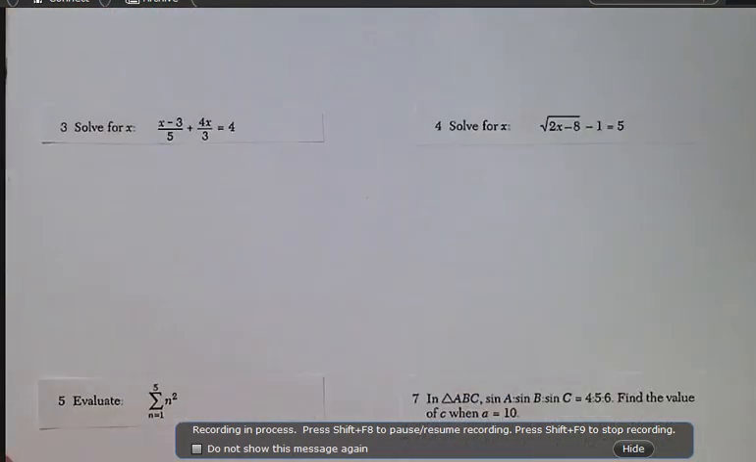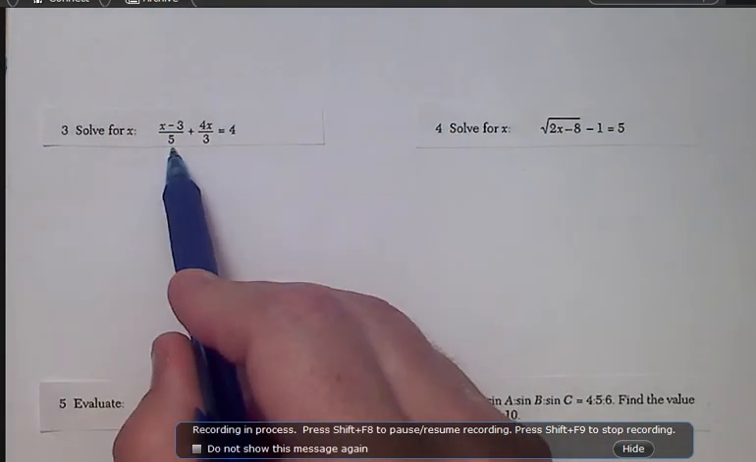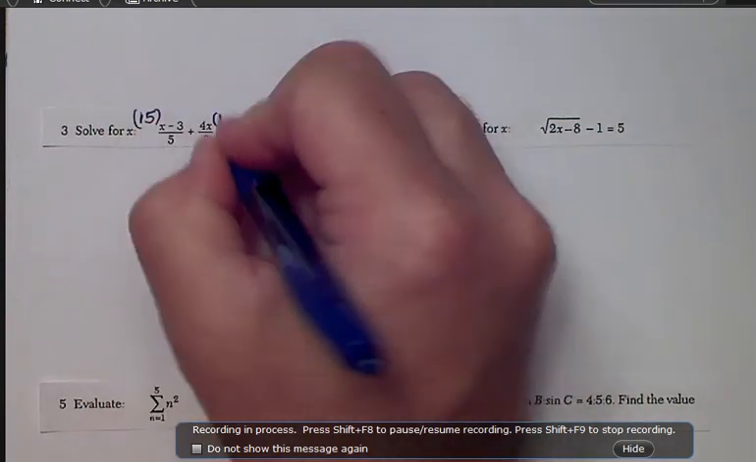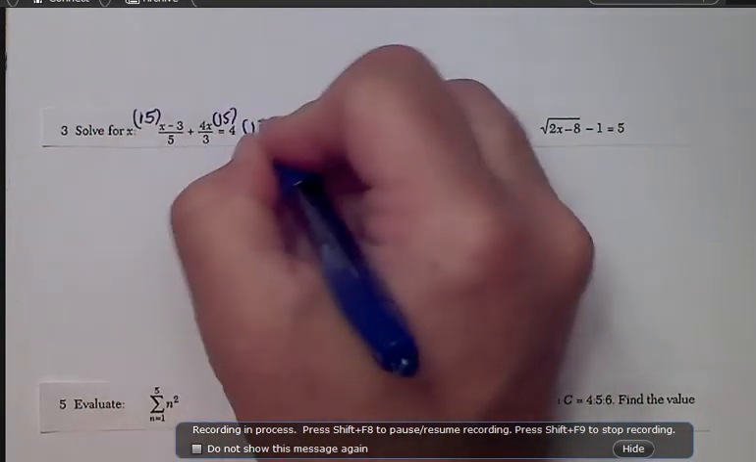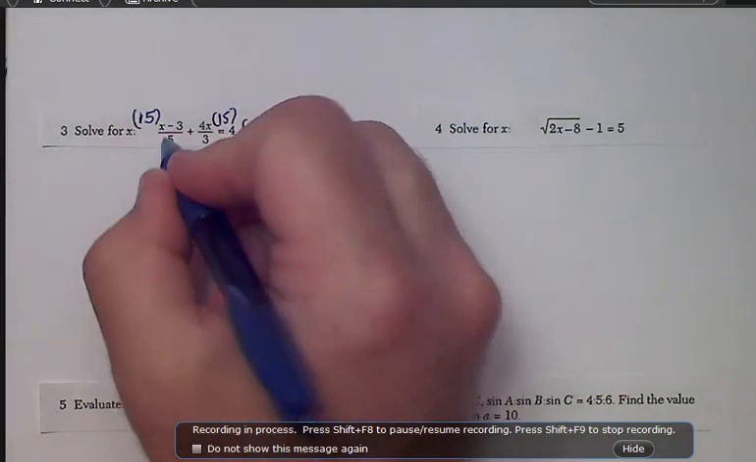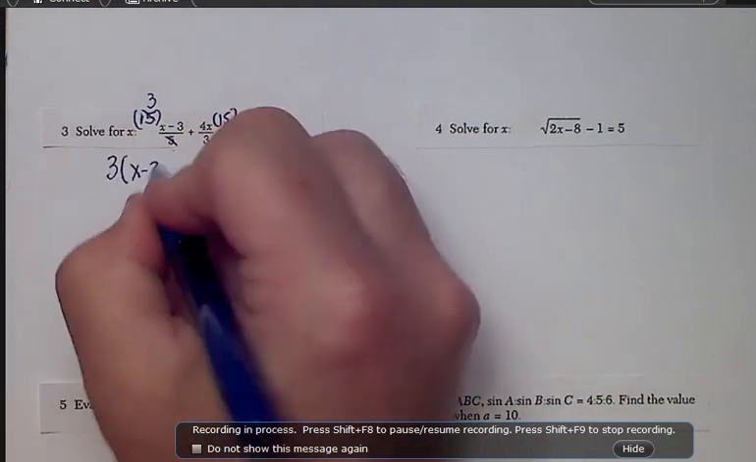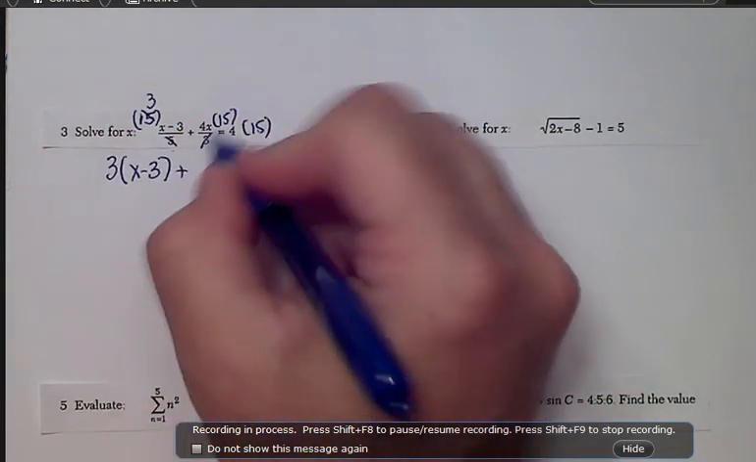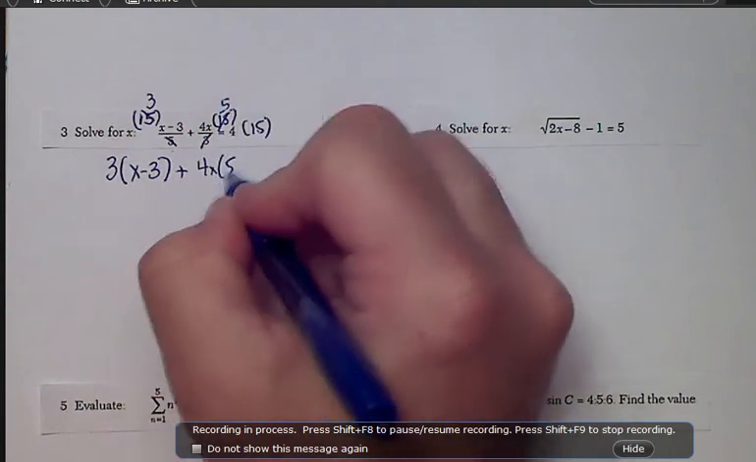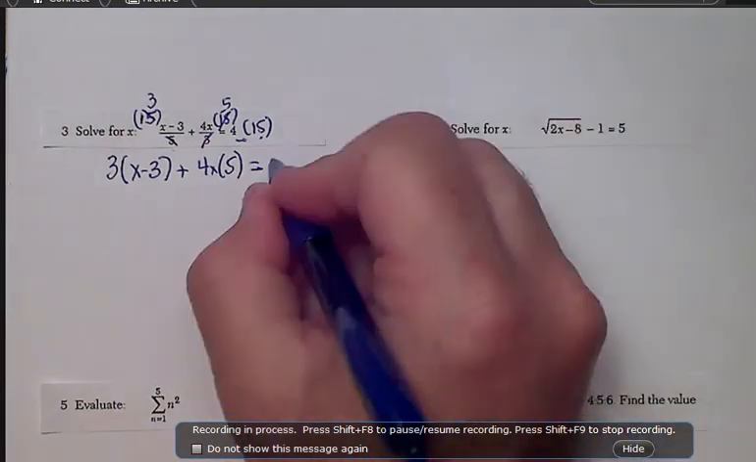Next question. Solve. Since you're solving and you have fractions, the best way to solve this is to clear the fractions. So you're going to multiply every piece of each side by the least common denominator, which is 15. And then you look to cross cancel. 5 goes into 15 3 times. So I'm left with 3 times x minus 3, plus 3 goes into 15 5 times, 4x times 5 equals, and then nothing cancels on this side. So it's just 4 times 15, which is 60.